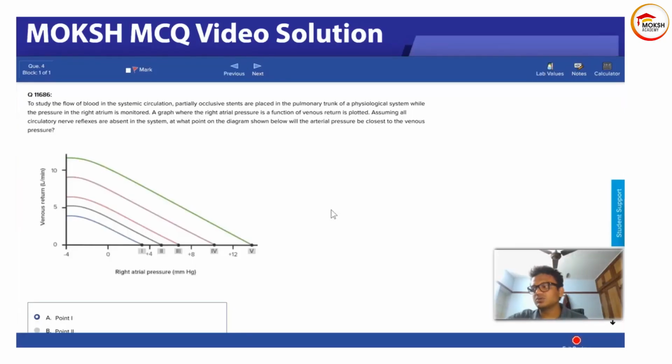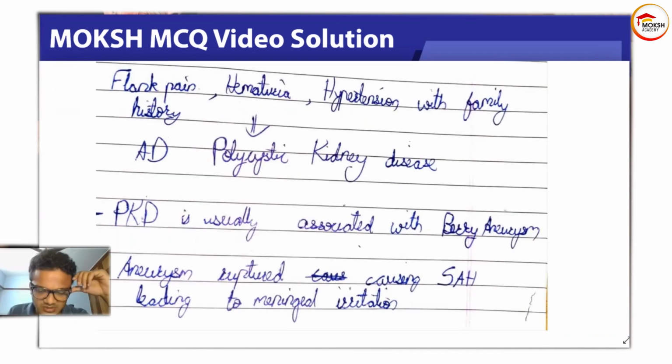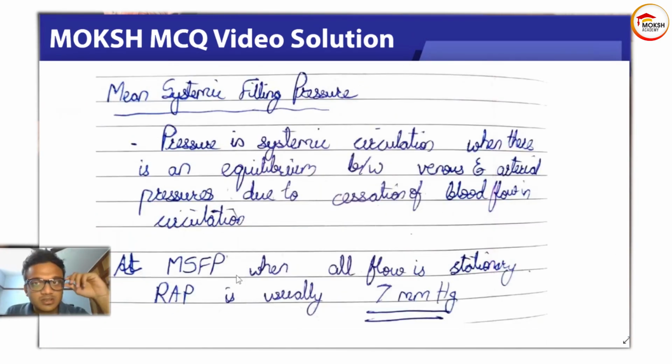This is a somewhat theoretical question, so let me explain a bit first, and only then we'll answer. Okay. So the pressure, this mean systemic filling pressure. First of all, know what mean systemic filling pressure is. It's the pressure in the systemic circulation. First I'll tell the definition, and of course then I'll explain it.